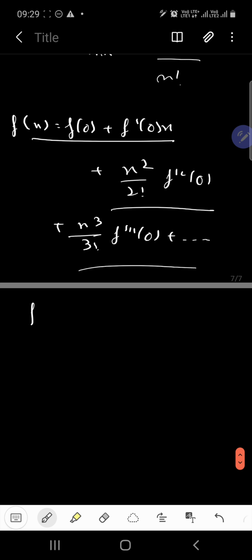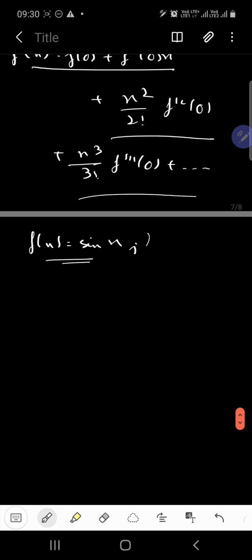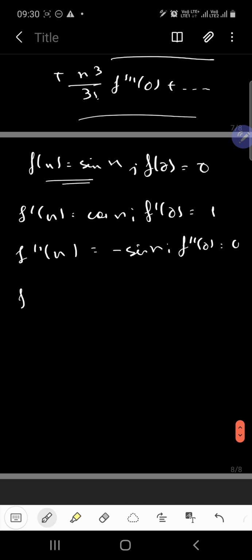To check that, we can easily consider an example. Say we consider f(x) to be sin x. So what is f(0)? f(0) is 0. What is f'(x)? It is cos x. Your f'(0) is 1. What is f''(x)? It is minus sin x, and f''(0) is 0. f'''(x) is minus cos x, and f'''(0) is minus 1.